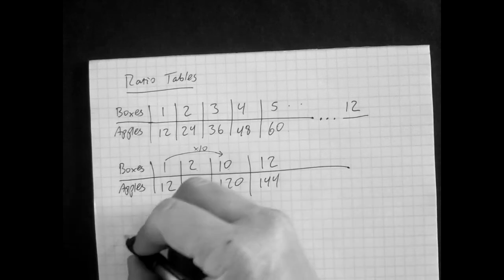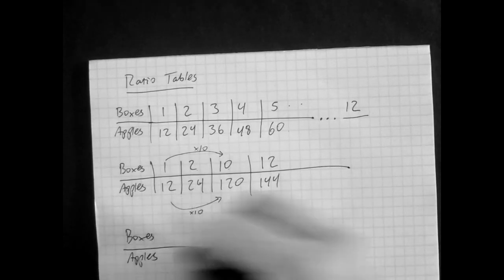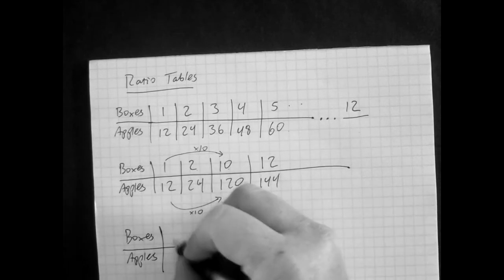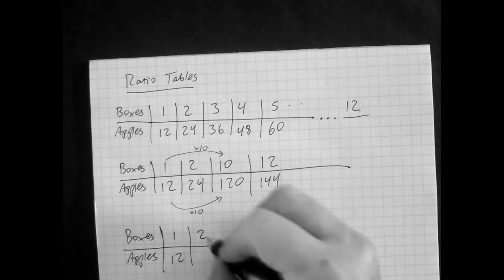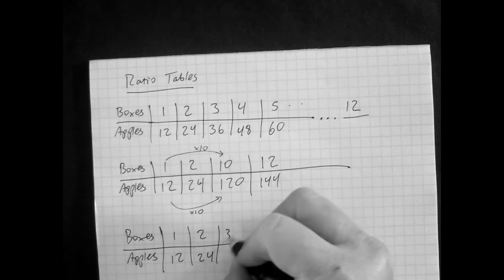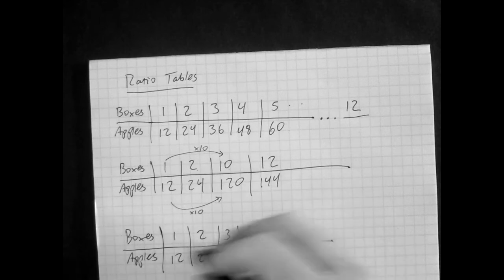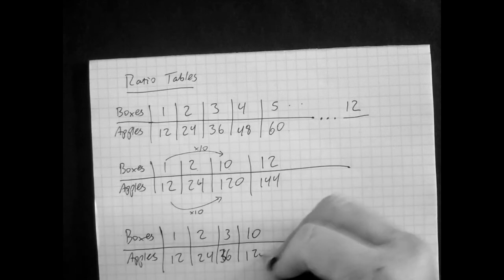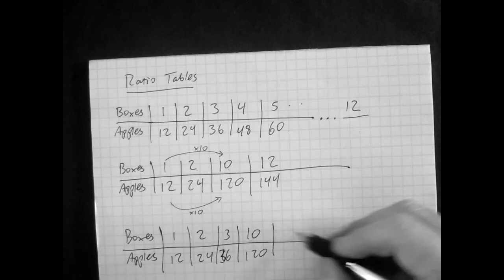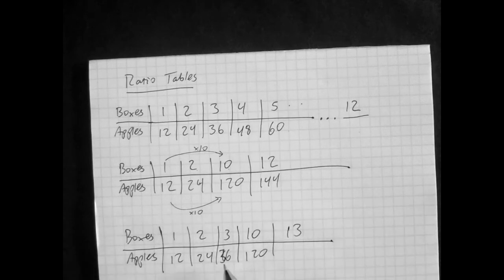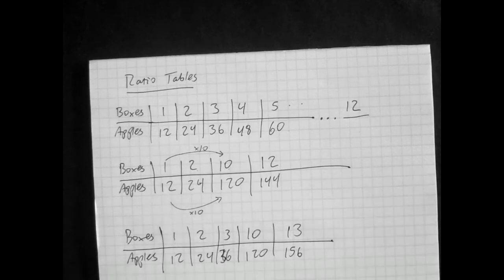Let's say on the next example, I wanted to know how many apples fit in 13 boxes. So I might again start by saying there's 12 apples in one box. And if I double those each, then 2 boxes must be 24. 3 boxes must be 36. And then 10 boxes is 120. Well, now I can simply add the 10 and the 3 to get my 13. So 36 plus 120, it must be 156 apples that fit in 13 boxes.